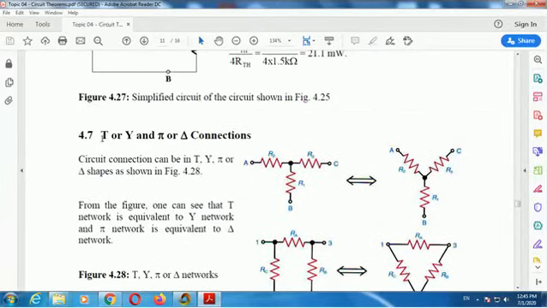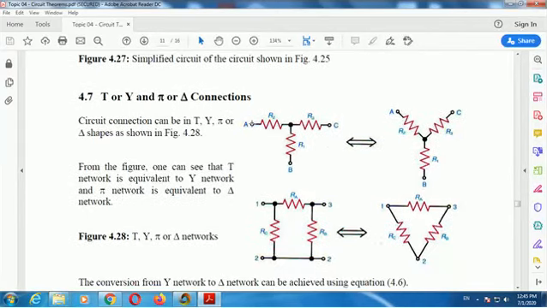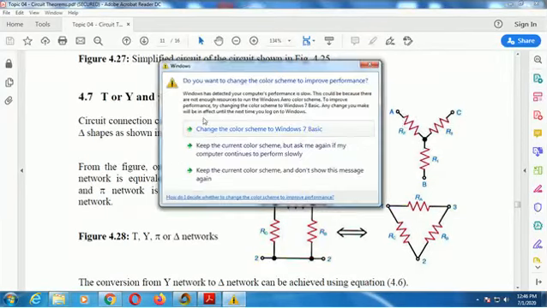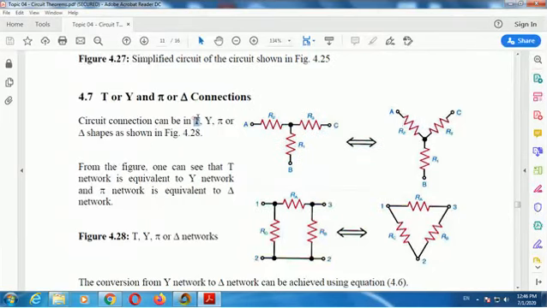Next, we study star-delta connections. This one is called T, or Y, the T connection or Y connection, also called the star connection. These are the same.